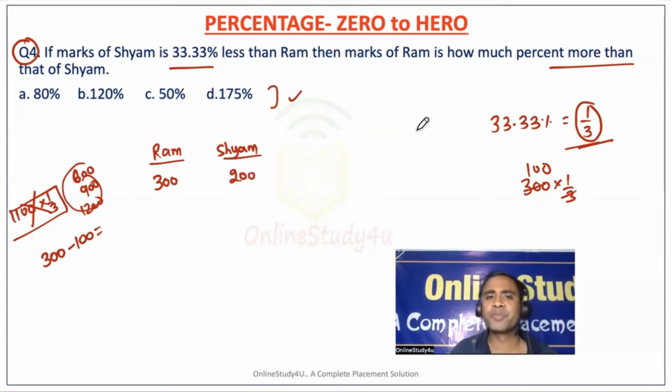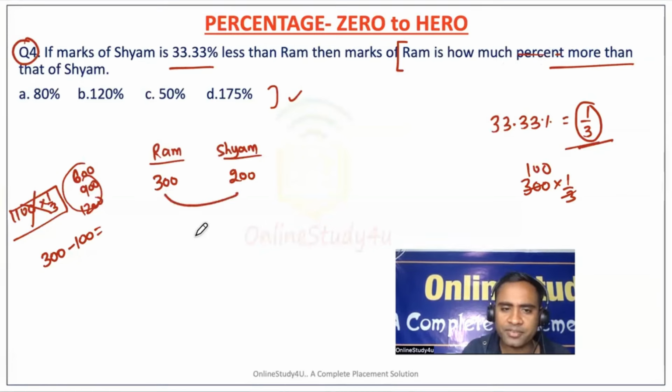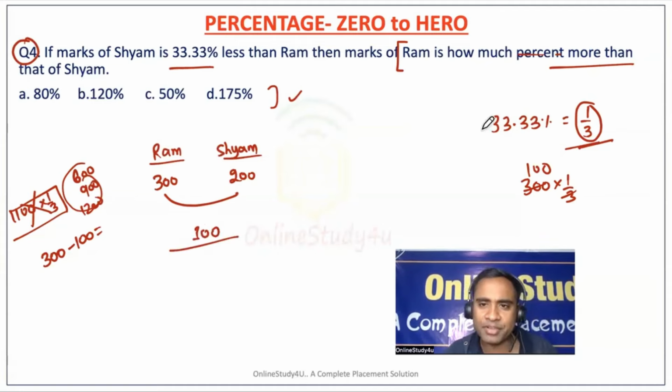Clear? Now please try to understand here. Then Ram is how much percentage more than that of Sam? Forget about percentage. Ram is how much more than Sam? Ram is 100 more than Sam. Now Ram is being compared with whom? Ram is more than Sam.